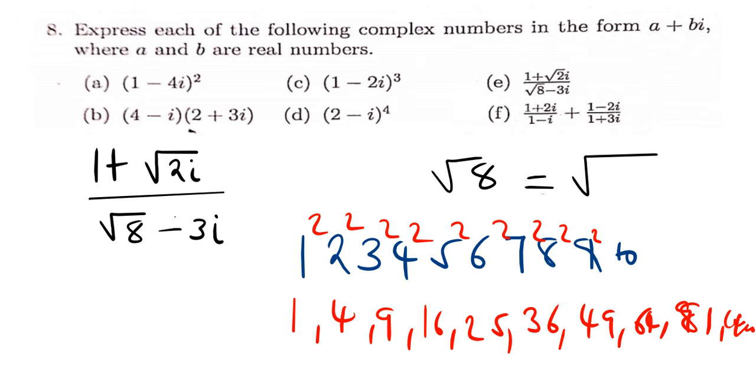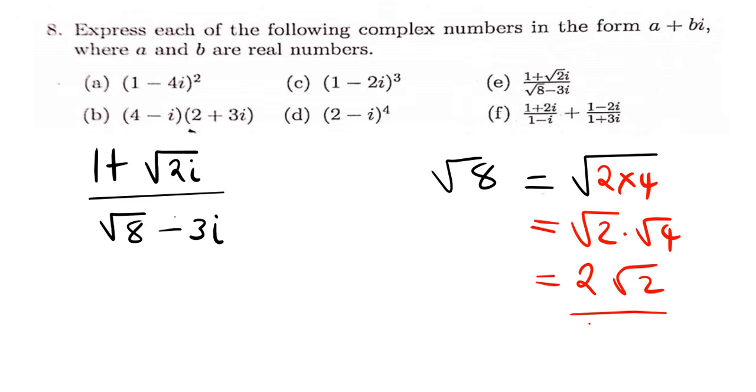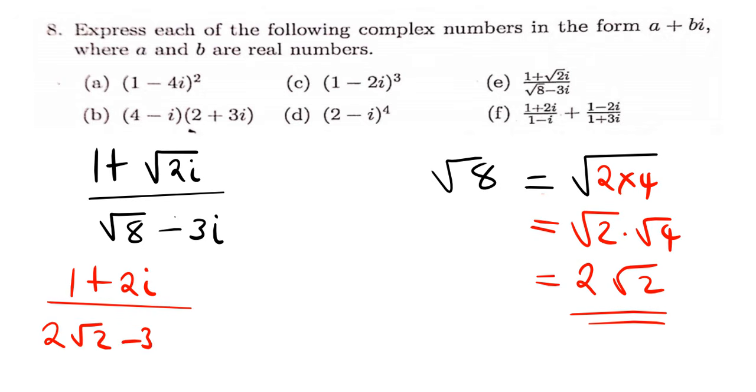Okay, so you're going to need a 4 and a 2. So I'm going to put 2 multiplied by 4. Then, according to your rule of surds, I'm going to have the square root of 2 multiplied by the square root of 4. Now the square root of 4 is what you're interested in, which is 2. Then we've got the square root of 2. That is what 8 is going to give us there. So I'm going to just write that in advance. I'm going to have 1 plus 2i over 2 root 2 minus 3i.